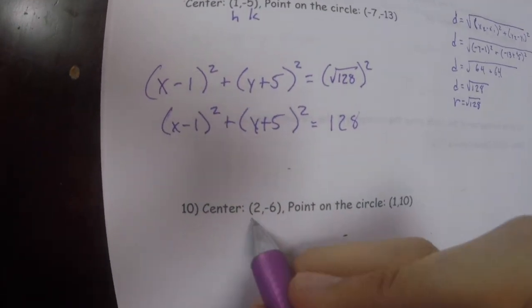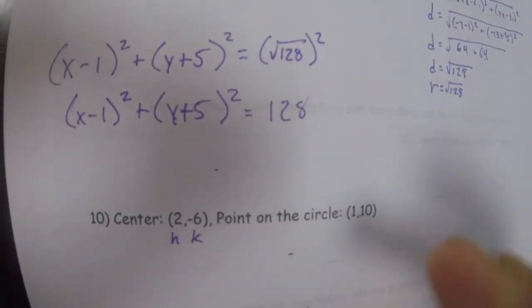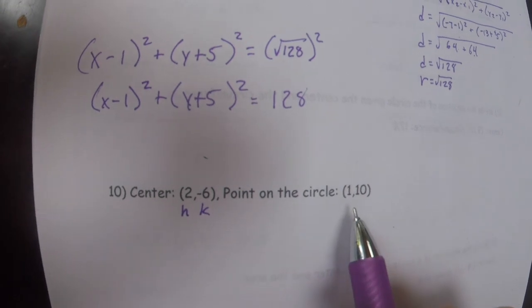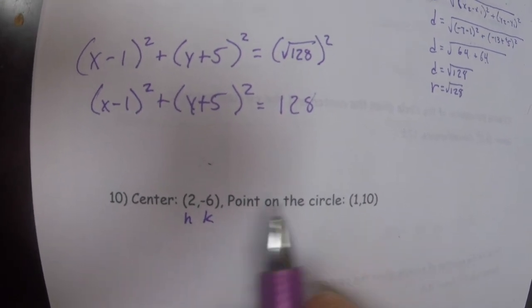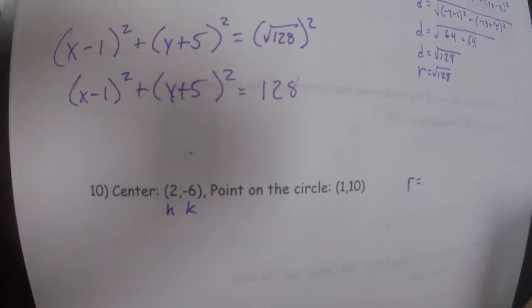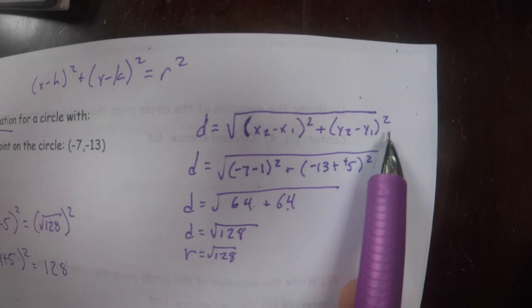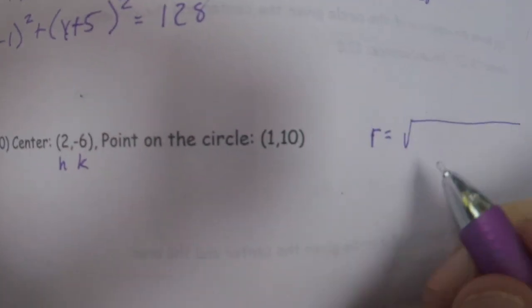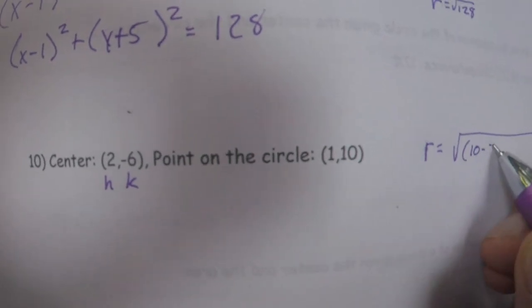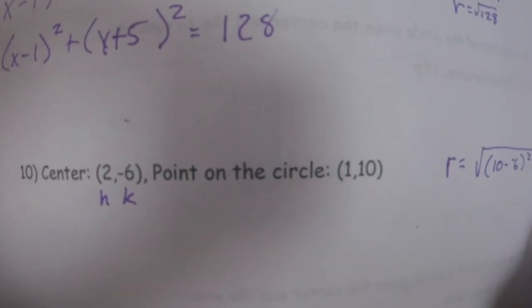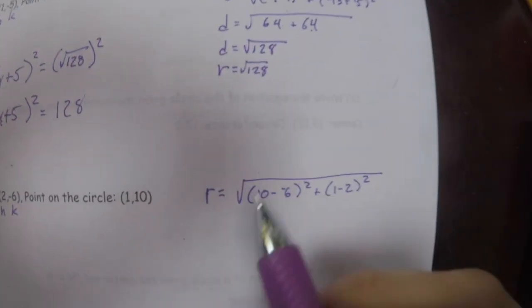Alrighty then. Same thing here. Here's my center, h and my k. Point on the circle. I have to figure out how far the center is from the point on the circle. So in order to do that, I would use the distance formula. How long is the radius? Well, it would be the square root of 10 minus -6 squared plus 1 minus 2 squared, and take the square root of that.